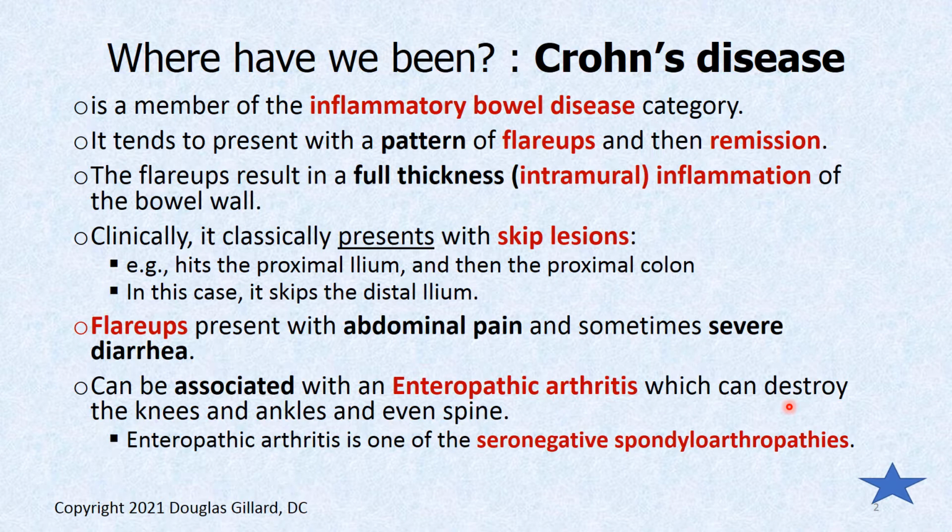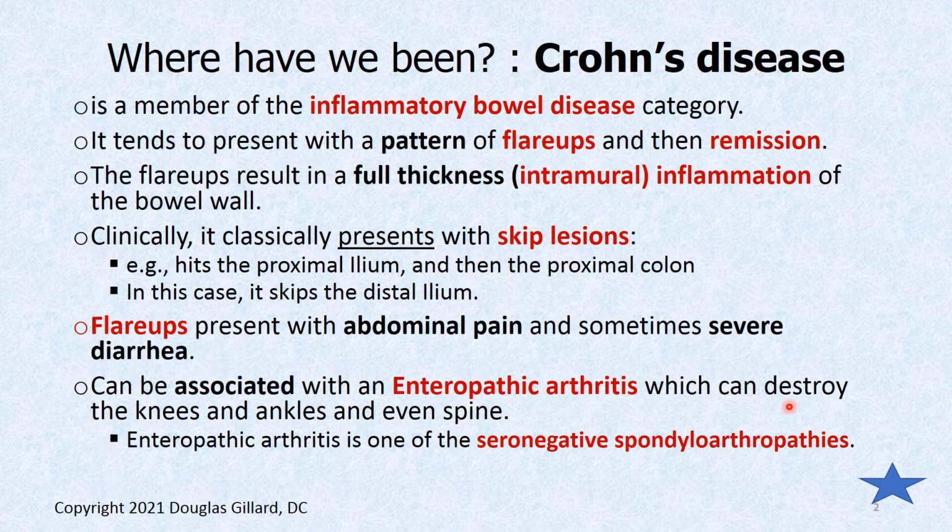Histologically speaking, it involves the entire wall of the small bowel, or it could hit the large bowel as well. So it's a full thickness or intramural inflammation. It classically skips around, so it can hit the proximal ileum, and then the distal ileum, and then the proximal colon. So those are called skip lesions.